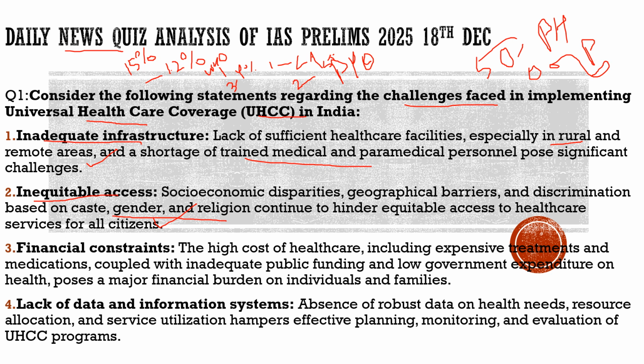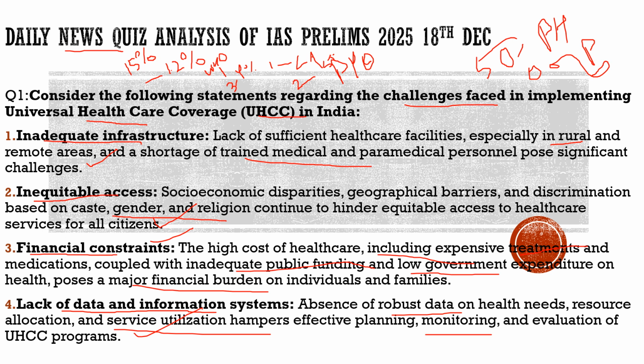Then third, financial constraints. It is also one of the main points we discussed. The high cost of healthcare in our country, including expensive treatment and medications, coupled with inadequate public funding and low government expenditure on health, poses a major financial burden on individuals and families. This is also correct. Then lack of data and information systems: absence of robust data on healthcare, health needs, resource allocation, and service utilization hampers effective planning, monitoring, and evaluation of UHC programs. 100% correct. So with respect to this question, all four statements are correct.